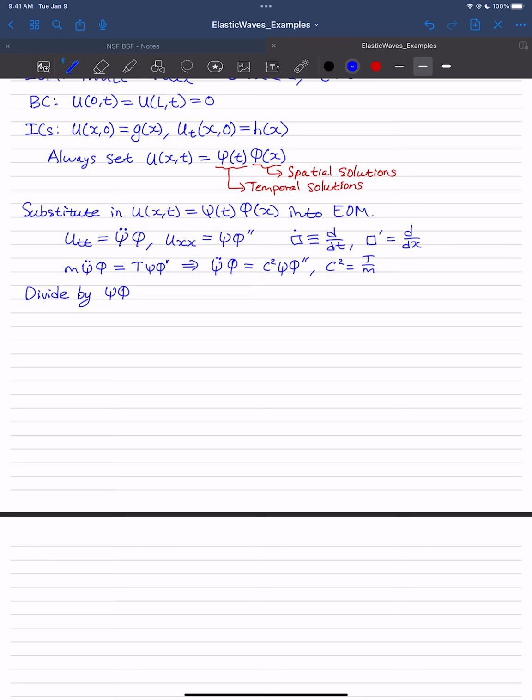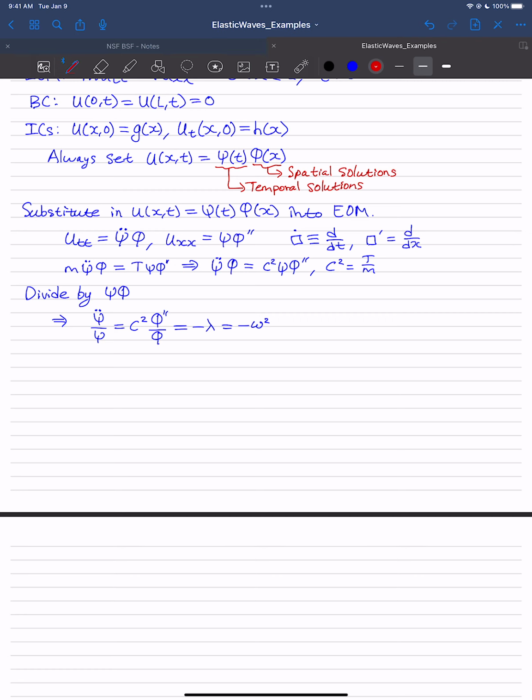Which will then lead to the following. We will get that psi double dot divided by psi must be equal to c squared times phi double prime over phi. And here we now have two functions of different independent variables that are equal to each other. And the only way that can be true is if both of them are equal to the same constant. And so you can say that this is minus lambda or minus omega squared.